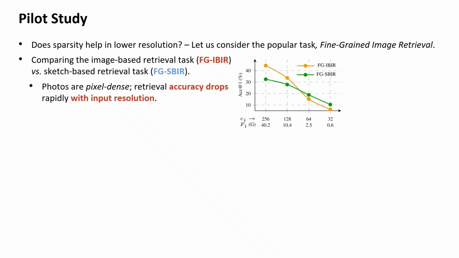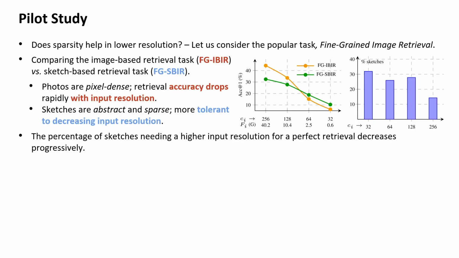Photos are pixel-dense and extremely vulnerable to information loss when image resolution is limited. We see a rapid accuracy drop when the query image is scaled down. On the flip side, sketches are sparse and abstract. Expressed with a few strokes, sketches prove to be more tolerant to input size scaling compared to photos. Our pilot study also reveals that only a few query sketches really require high resolution. A vast majority of query sketches can retrieve corresponding photos at a low resolution, and progressively fewer and fewer query sketches remain unsuccessful, requiring a higher input size.